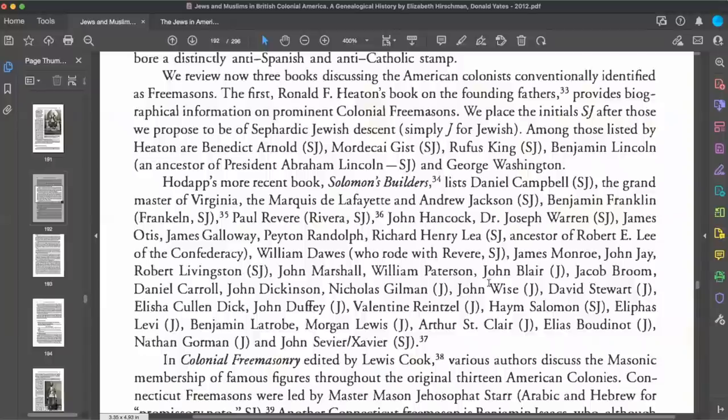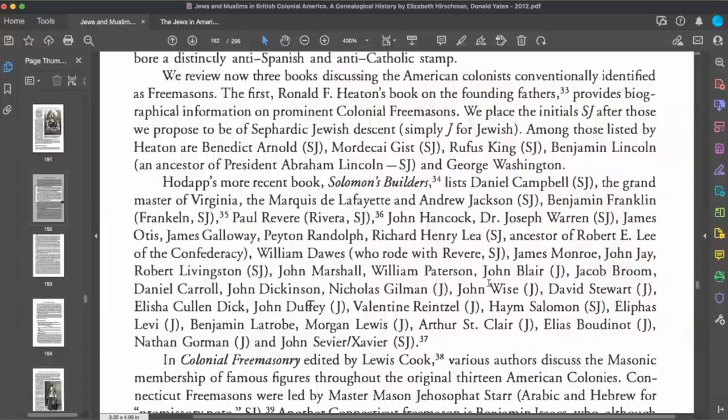Mordecai Gist, Sephardic Jew. Rufus King, Sephardic Jew. Benjamin Lincoln, an ancestor of President Abraham Lincoln, listen up, an ancestor. Told you Abraham Lincoln, so-called black, right? And I knew on his dad's side, they were supposedly German Quakers, but one of his was a Sephardic Jew, Benjamin Lincoln, Abraham Lincoln's ancestor.